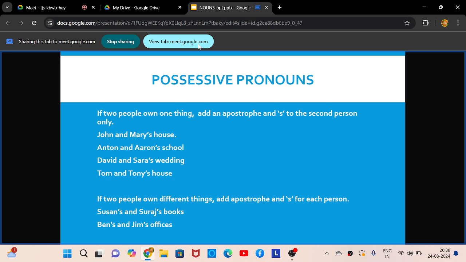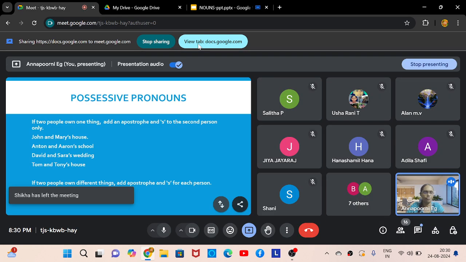Now the last category is if two people own different things. Then add apostrophe and s for each person. For example, Susan's and Surat's books, Ben's and Jim's offices. It means Susan's book is different from Surat's book. Similarly, Ben's office is different from that of Jim's office.